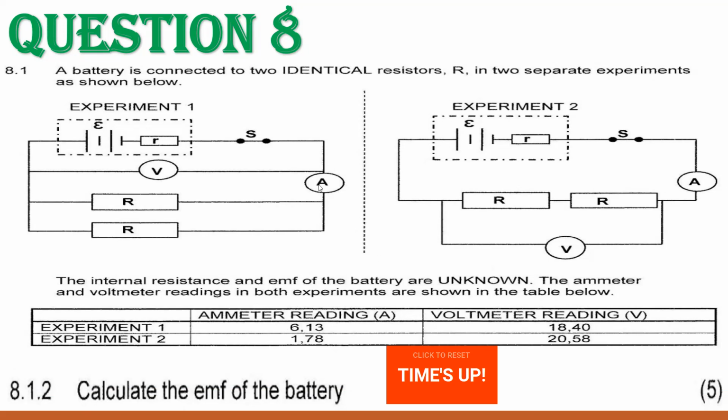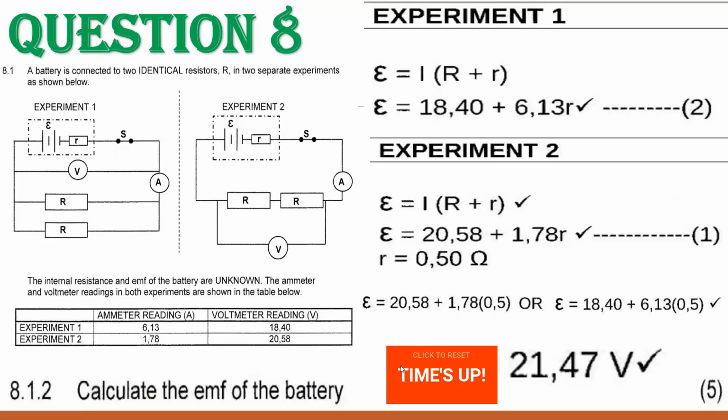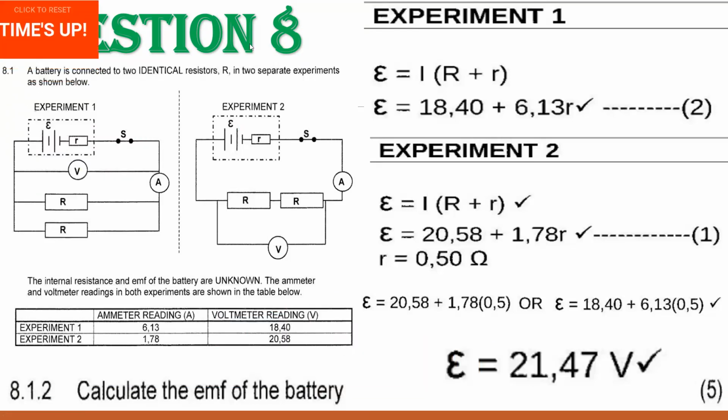Let's check how we are going to calculate. We are using these two experiments using EMF equals current times external resistance plus internal resistance. This formula we are using because we know EMF equals V external plus V lost. V external is I times R. This R is total R, and V lost is equal to I times r. Then you can write this one here, I times (R plus r), giving you that.